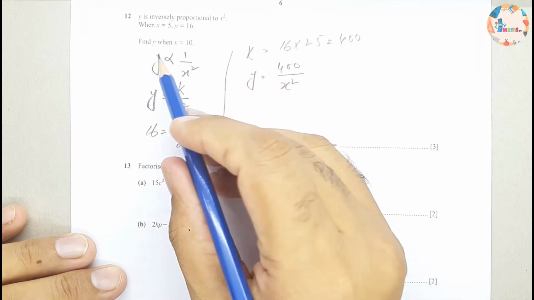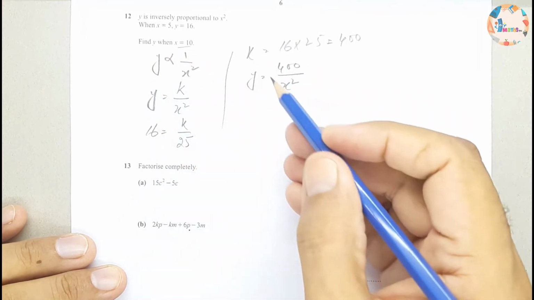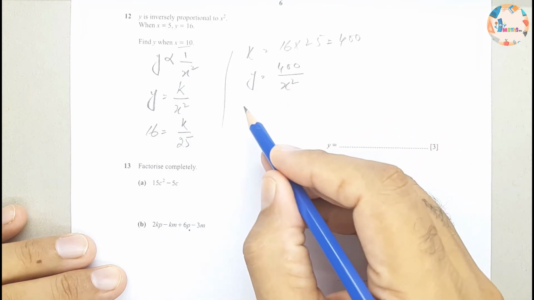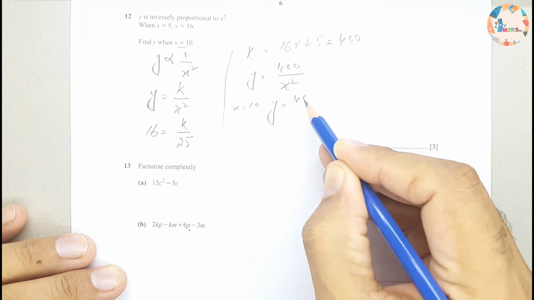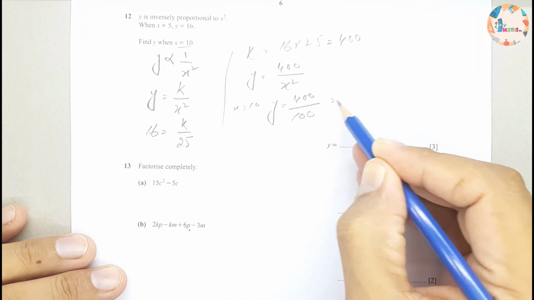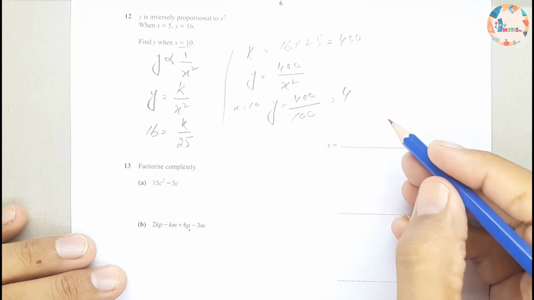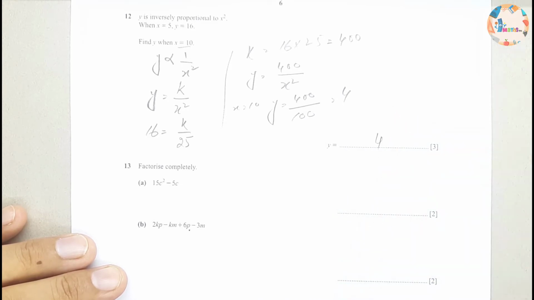So find the value of y when x is equal to 10. So when x is equal to 10, we can replace x is equal to 10. So y will be equal to 400 over 10 square, which is 100. So after cancellation, we'll get the answer 4. So our answer will be 4.